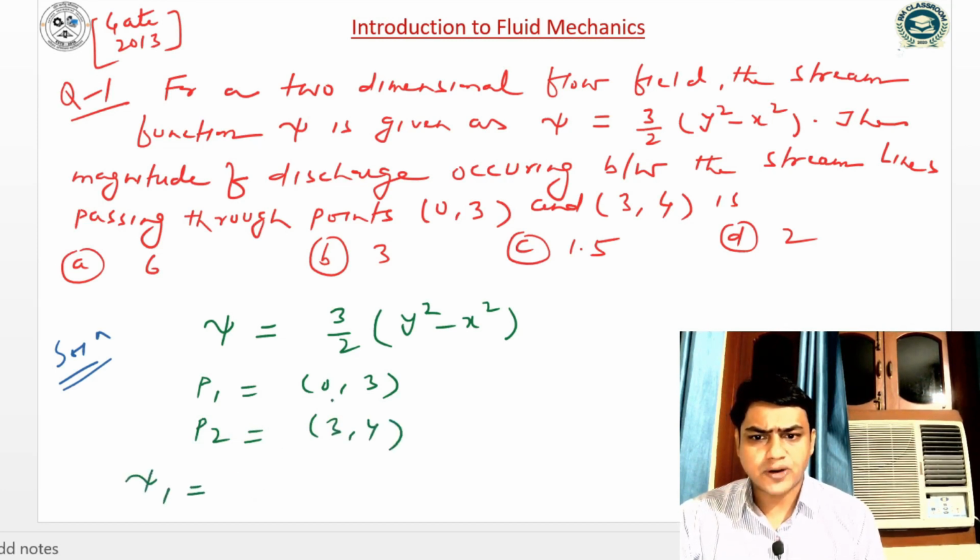So psi 1 at point (0, 3). It will be 3/2 into, x is 0 and y is 3, so it will be 3 square minus 0. So we can write it is 13.5 unit.